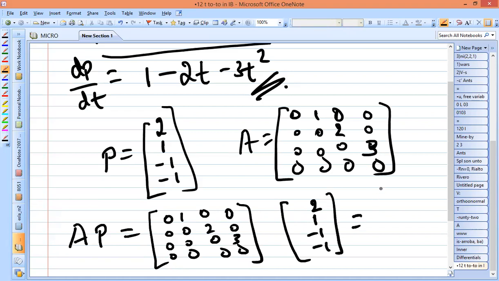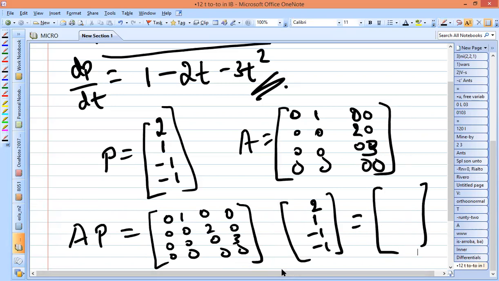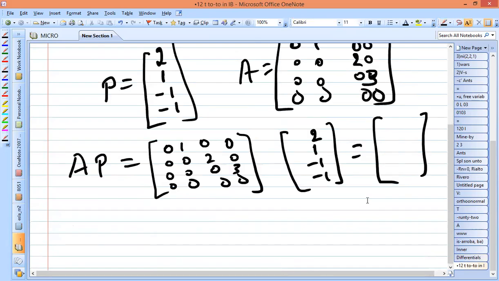So it results in what? Tell me the answer. Multiply this and tell the answer for the right-hand side. Do it fast. What is the first element? Multiply 0, 1, 0, 0 with 2, 1, minus 1, minus 1.